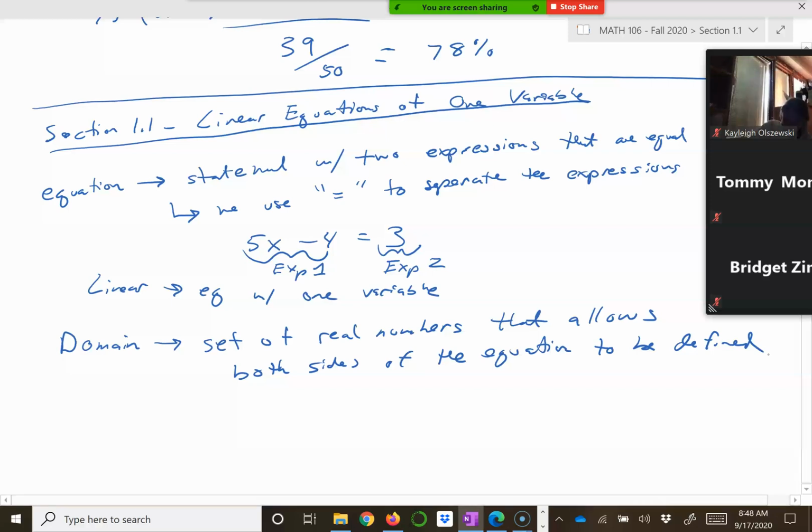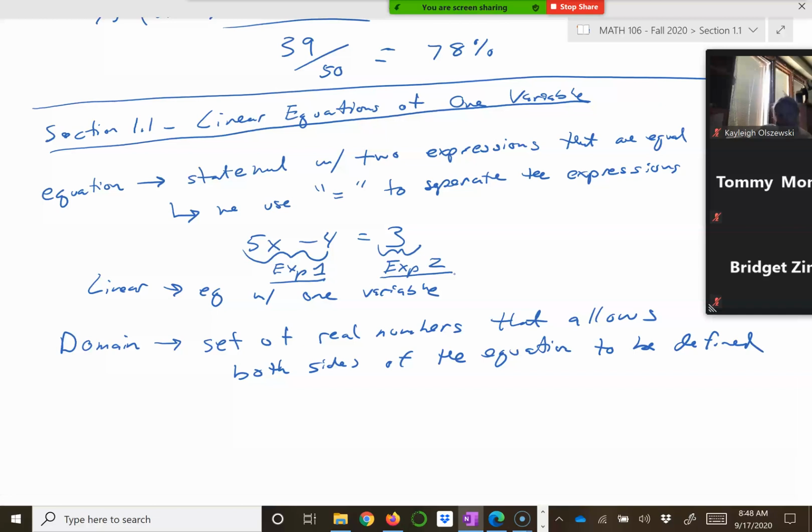So if you remember with rational expressions, we looked at the denominator a lot because if the denominator was 0, the expression was undefined. So there could have been real numbers that are not in the domain of those expressions. But now we're going to be dealing with an equation. So instead of just one expression, we have to look at both expressions. So both expression 1 and expression 2 have to be defined when we plug in values of x.